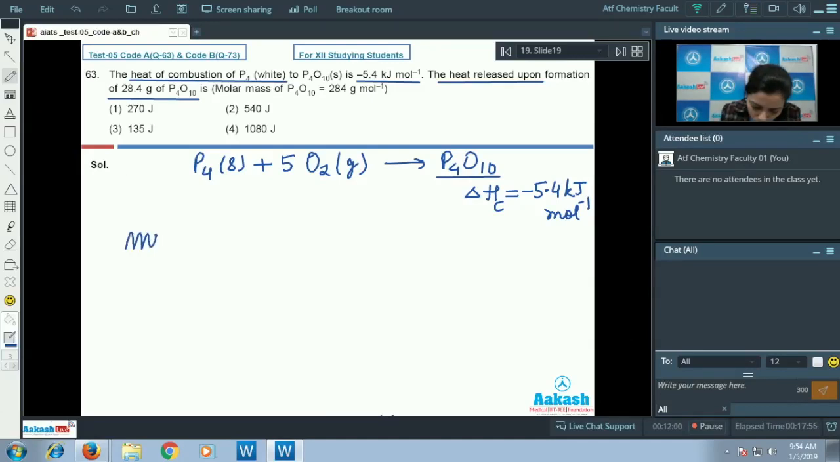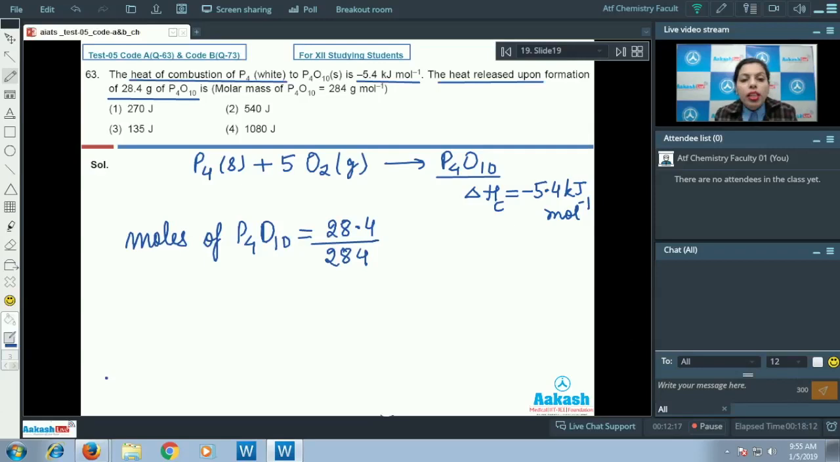So, the moles of P4O10 would be equal to its given mass upon the molar mass. What is the molar mass of this P4O10? That is 284 gram per mole, and that's why the moles formed here are 0.1 mole.